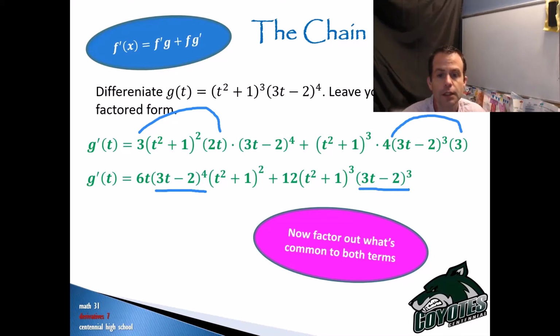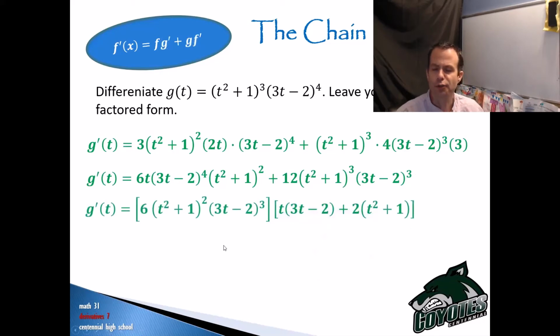Okay. So I'm going to do all of that. And sorry, I said factor out a 2. I meant factor out a 6. Really, I did. So I factored out the 6. I factored out the (t squared plus 1) squared. Then I factored out the (3t minus 2) cubed.